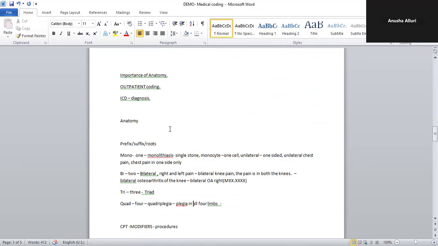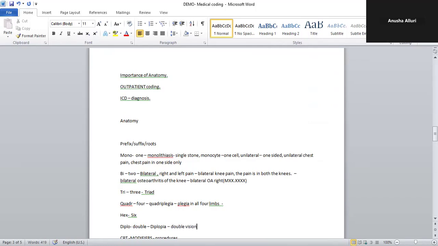Quadra. Hexa. Hexa means six. Next one, diplo. You will find most of the words like this only. Diplo means double. You will find a word like diplopia. What does it mean? Double vision.